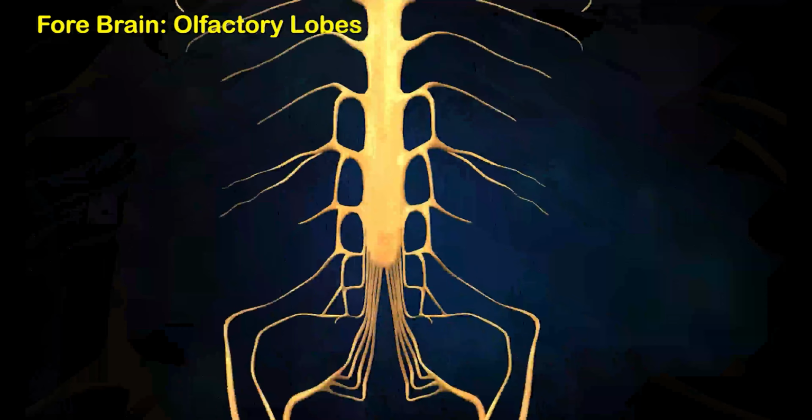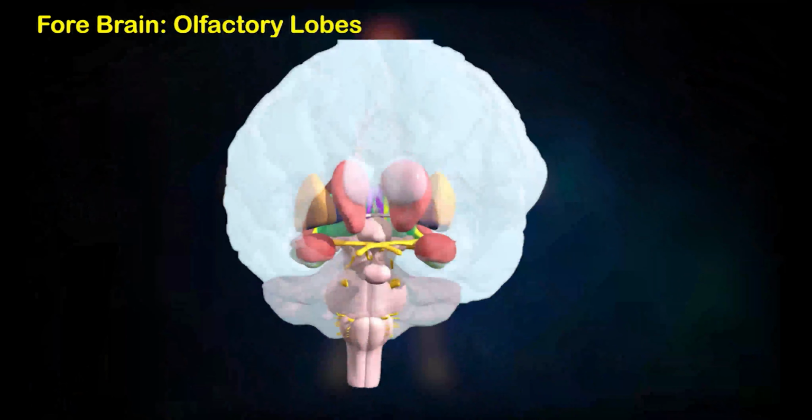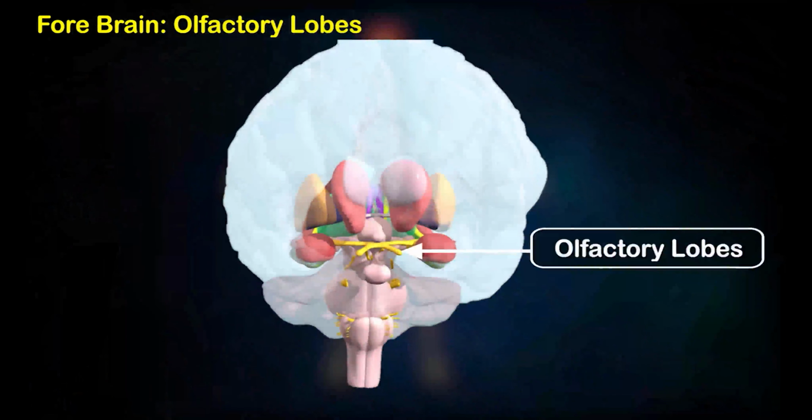Olfactory lobes. Olfactory lobe is a part of the forebrain. These are club-shaped structures extensively present on the ventral surface or anterior part of the brain. Function. These are related to the sense of smell.